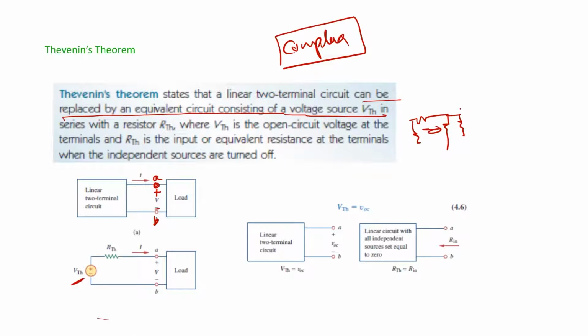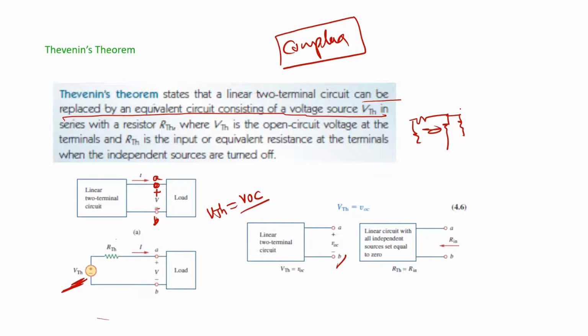Where this VTH we call the open circuit voltage. We have to find the open circuit voltage like this. I am just going to leave the terminals open like this, right? So this is the open circuit, at the terminals.